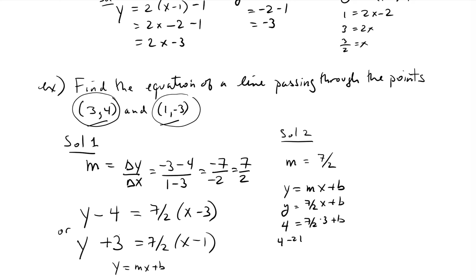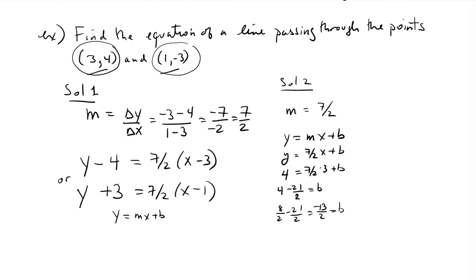So they would get here with 4 minus 21/2 is equal to b, and 4 is 8/2. So that's 8/2 minus 21/2, which is minus 13/2. That's b. Oh, finally, they end up with their equation. So y is mx plus b.